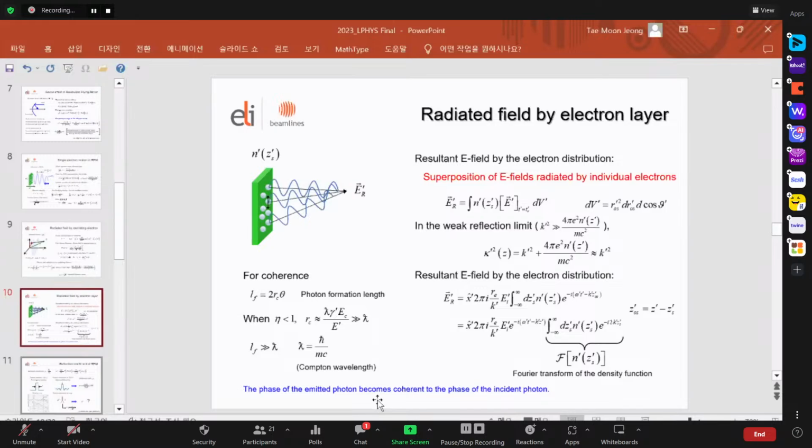So in order to calculate the electric field reflected by the electron layer or electron medium, we can immediately use the superposition principle to calculate the resultant electric field from the electron distribution by using the integral expression in this way. And then we further assume the weak reflection limit, which means kappa squared is approximately k squared. And then we end up with the expression for the resultant electric field in this way. As you can see here, this is the Fourier transformation, where n is the electron density function. So the resultant electric field can be expressed by the Fourier transform of the density function.